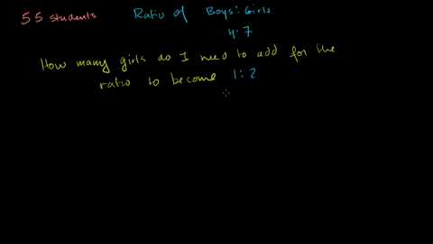I'm not switching the ratio on you. So right now, for every 4 boys, I have 7 girls. I want to add some girls so that the ratio becomes, for every boy, I have 2 girls. So how can we do this?